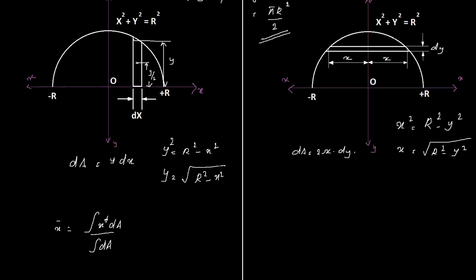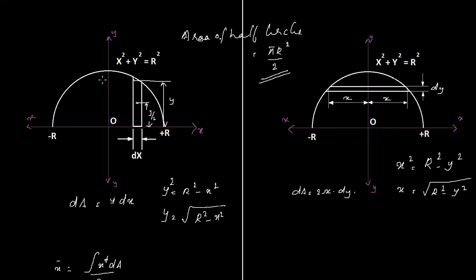Again, you can see there is a symmetry about the y-axis because the y-axis divides the half circle into two. So we know the x coordinate of the centroid. The x coordinate is along the axis that is passing through the center of the shape here. So you only need to find the y value of your centroid.